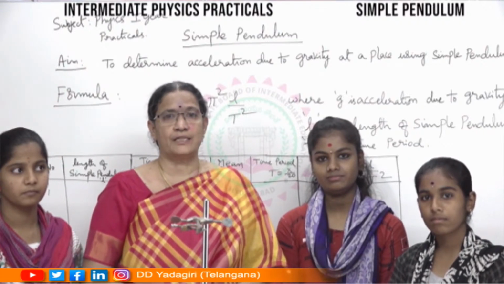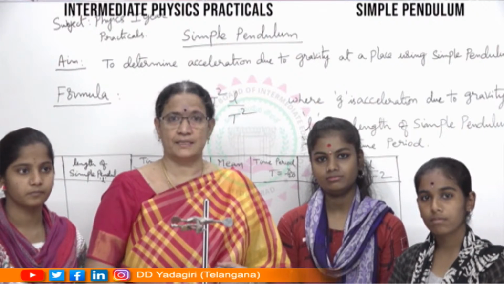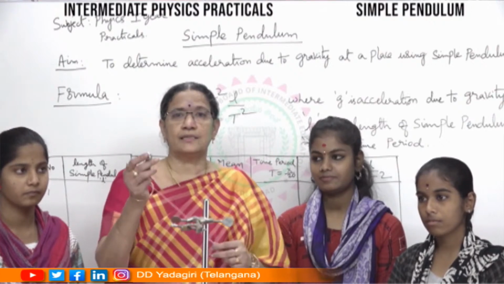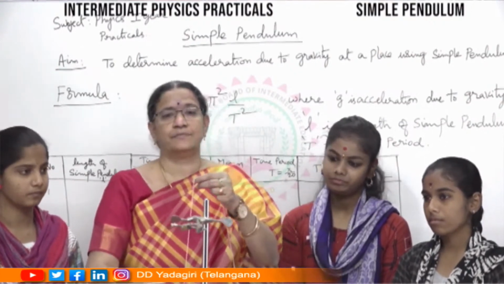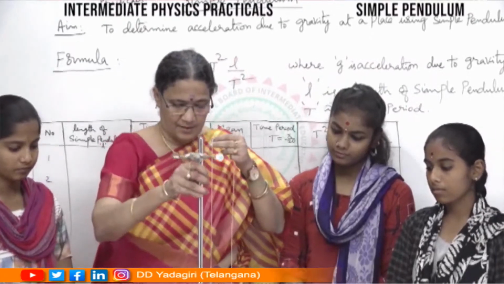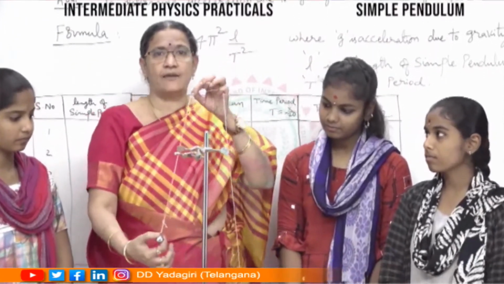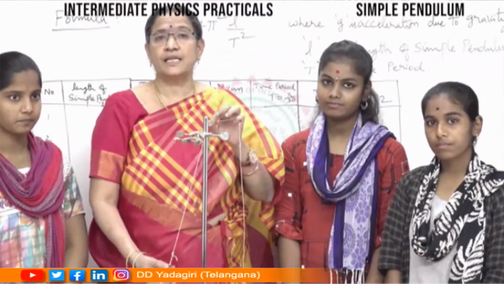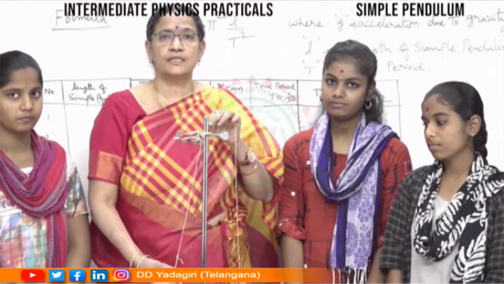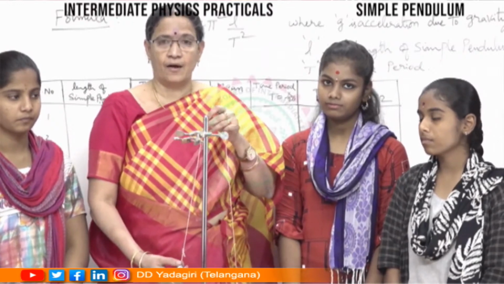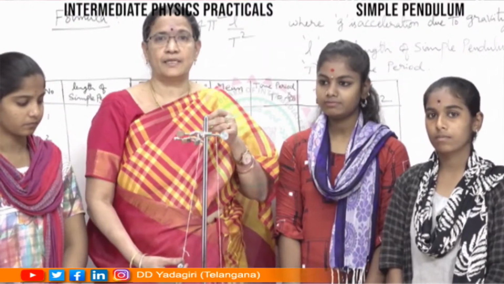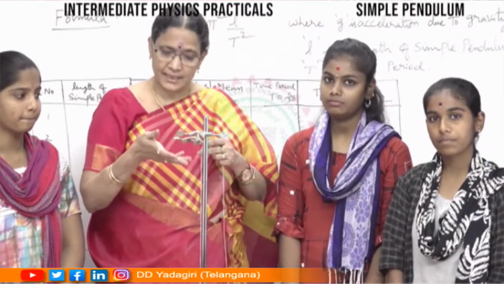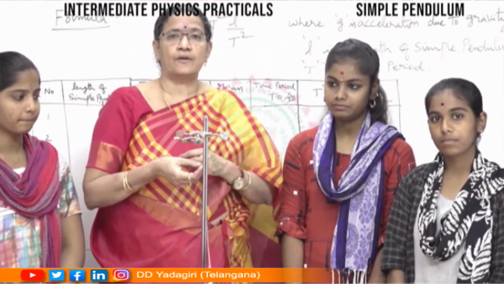Today we are going to do the experiment, simple pendulum, a first year physics experiment. This is a bob with a string tied to it, and when it is set into oscillatory condition, it goes to and fro, and we say that it undergoes simple harmonic motion. Our aim in doing this experiment is to determine acceleration due to gravity at any given place, at this place today. So, how are we going to proceed?